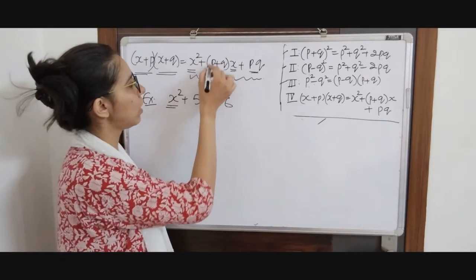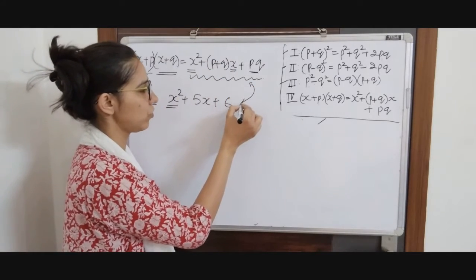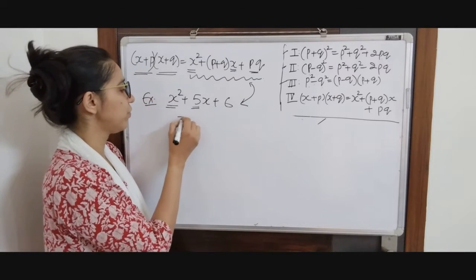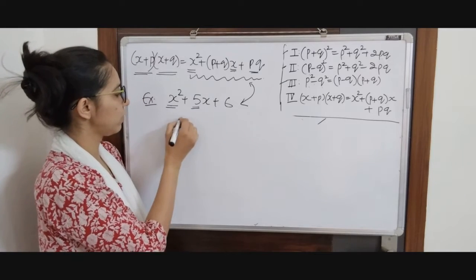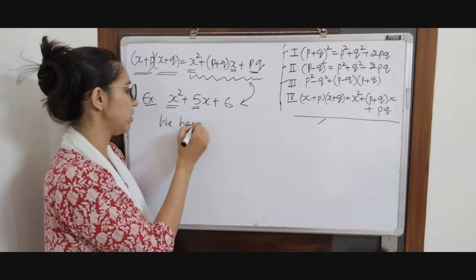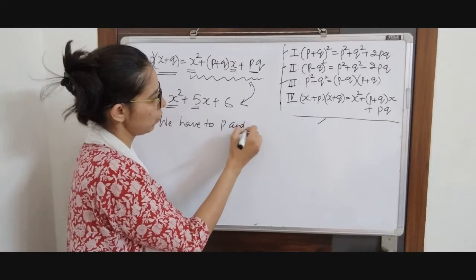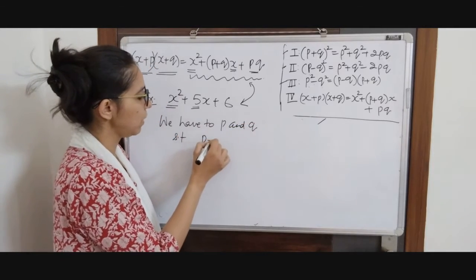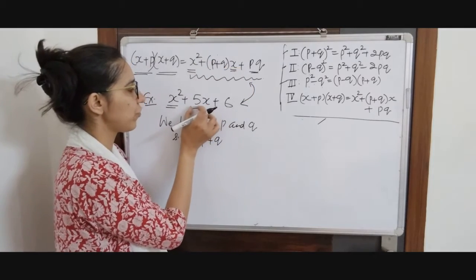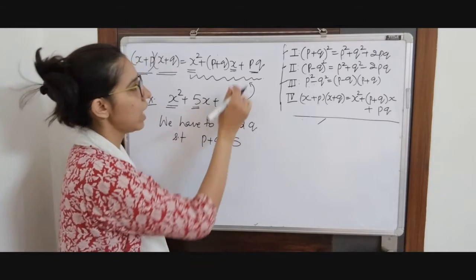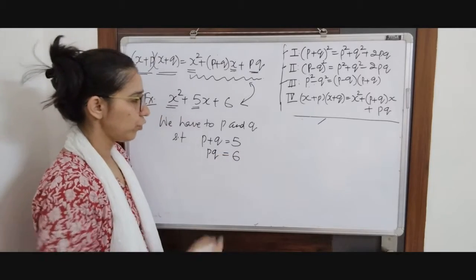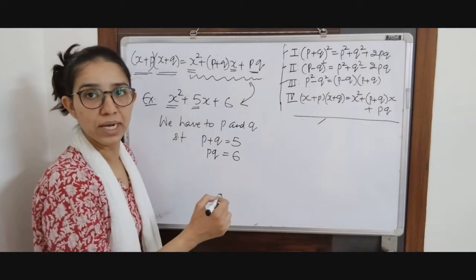So if we relate these two expressions, we see that this 5 should be p plus q. So we have to find p and q such that p plus q is the coefficient of x. The coefficient of x here is 5, so p plus q should be 5, and p into q should be this one. So we have to find two numbers such that these conditions are satisfied.